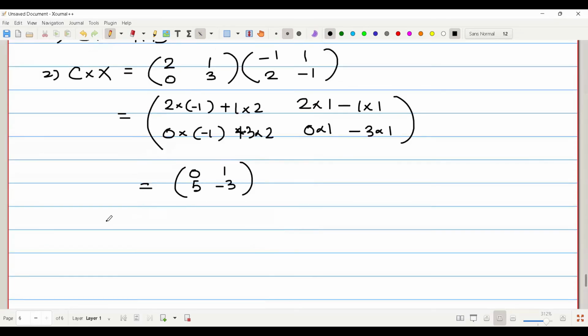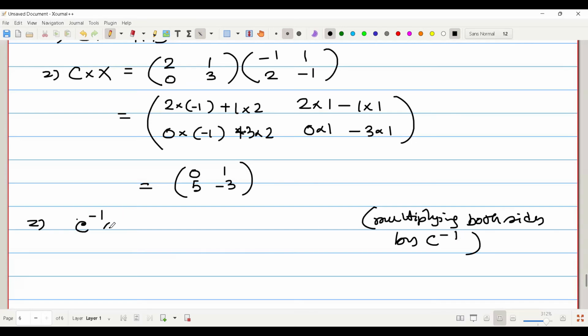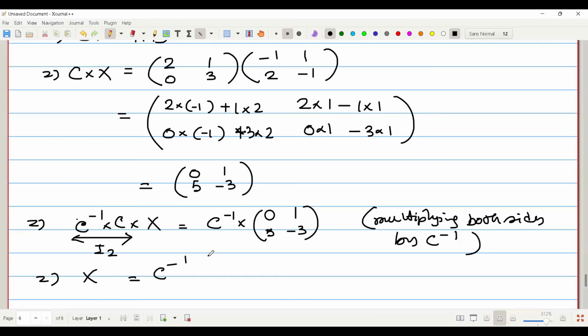Now from CX, we can find X by multiplying both sides by C inverse. So that one is C inverse into C into X is equal to C inverse into [0, 1; 5, -3]. That means we have to find the inverse of C. C inverse into C is equal to I2. So the result is X is equal to C inverse of [0, 1; 5, -3].